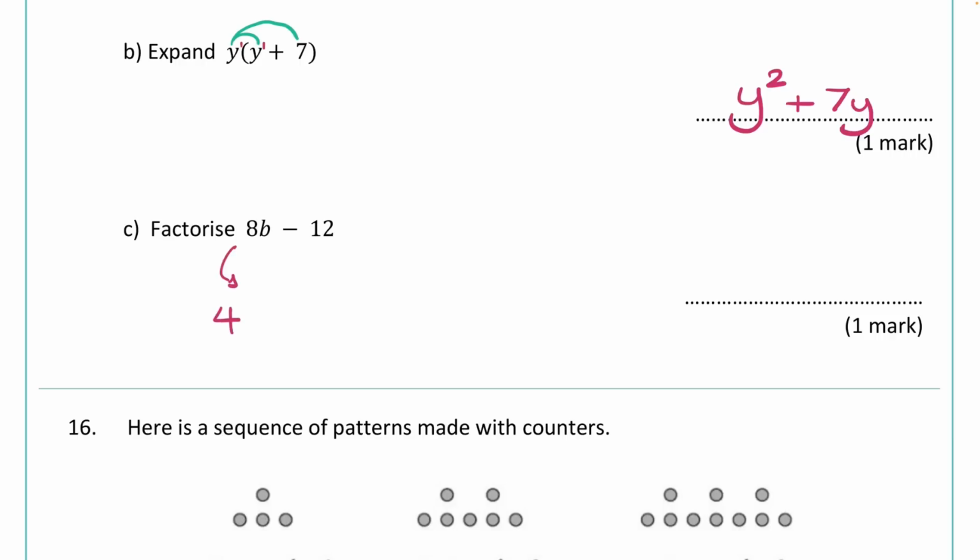And if you divide them both by 4, you get 2b, 8 divided by 4, and 12 divided by 4 is 3, and we can then put a minus symbol in between, keeping that symbol the same. So I'll write that one as my answer.